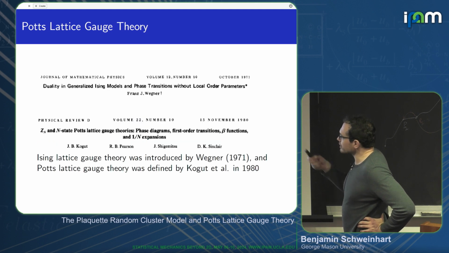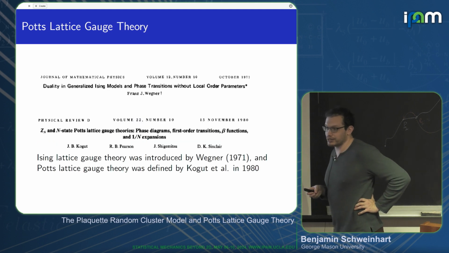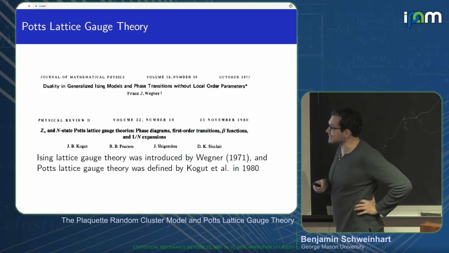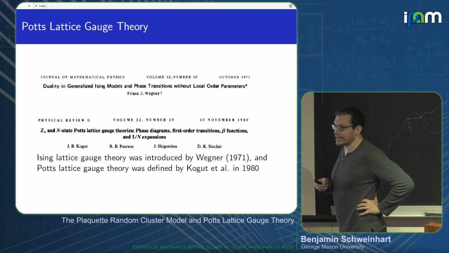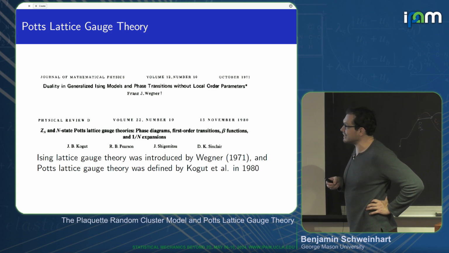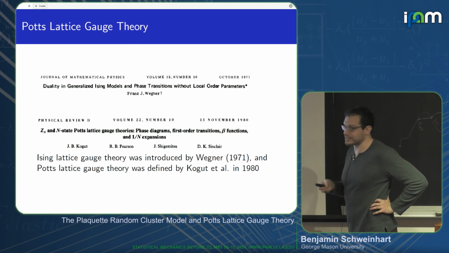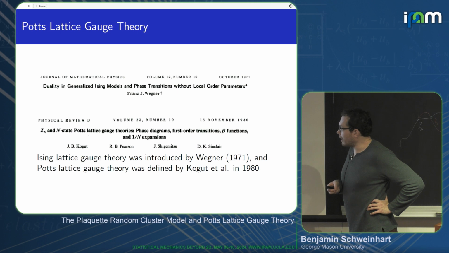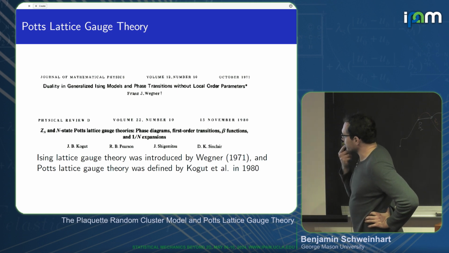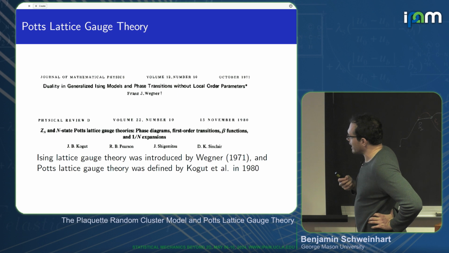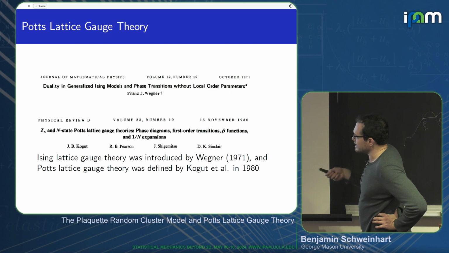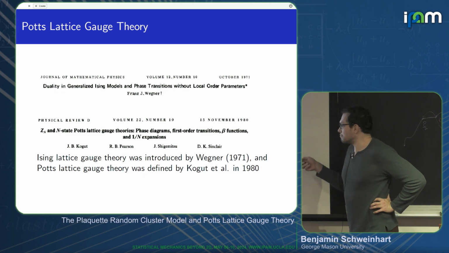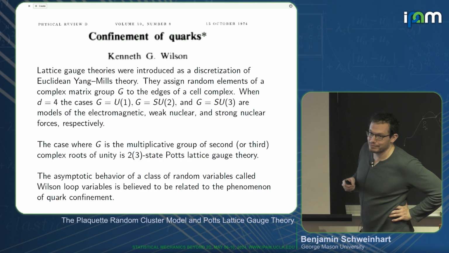OK, so just a little history. The Ising lattice gauge theory was actually introduced before lattice gauge theory under the name of a generalized Ising model by Wegner in 1971. And he introduced it for assigning spins to any dimensional cell in a cell complex. And then later, the Potts lattice gauge theory was introduced by physicist Kogut et al. in 1980, where they were viewing it as a relatively simple analog of lattice gauge theory. So just for your edification, I'm not talking about these today.